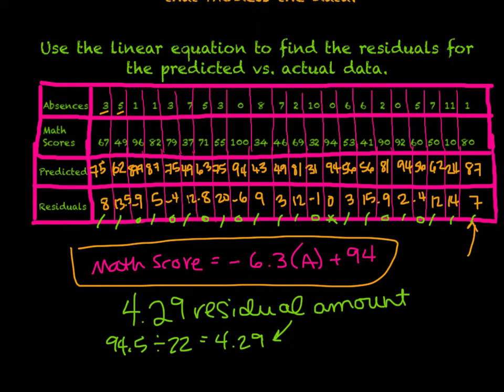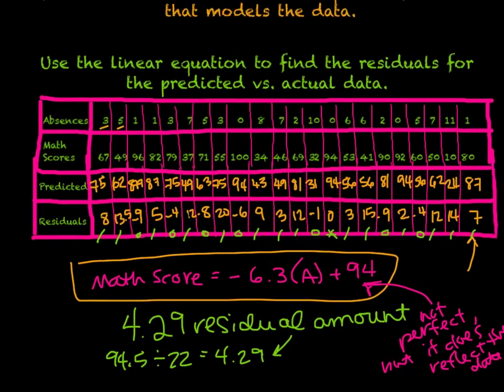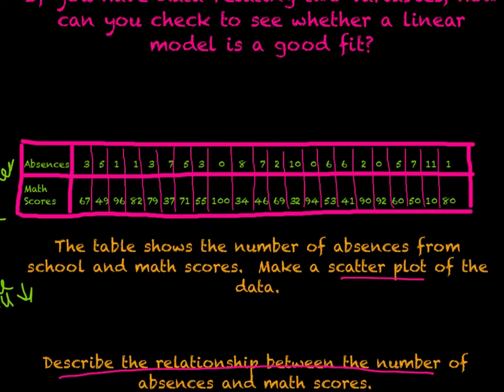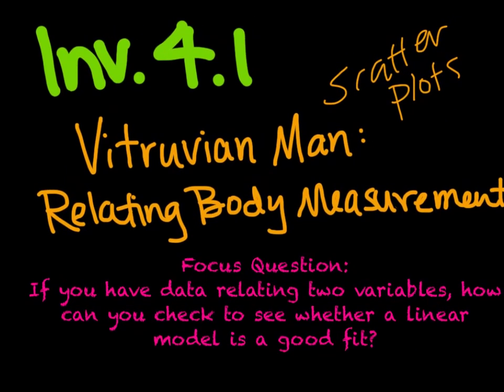Either way, that is how we can use residual data to describe our line of best fit. One thing we can say is this line is not perfect, but it does reflect the data. So that's how we can use residuals and concepts of scatterplots, and how we know how to create equations given two points to make a line of best fit.